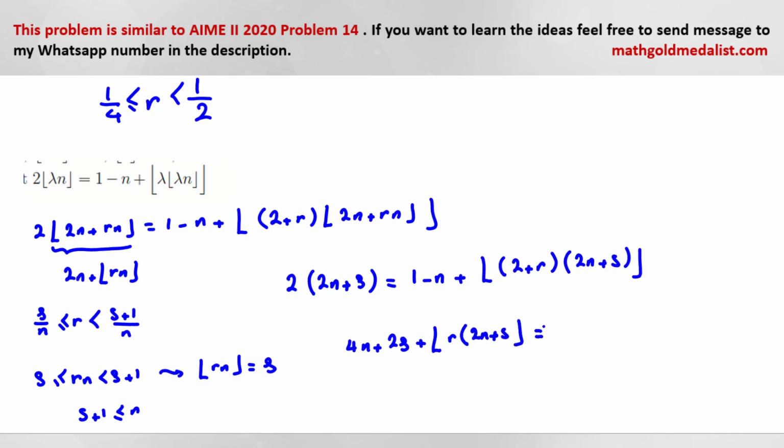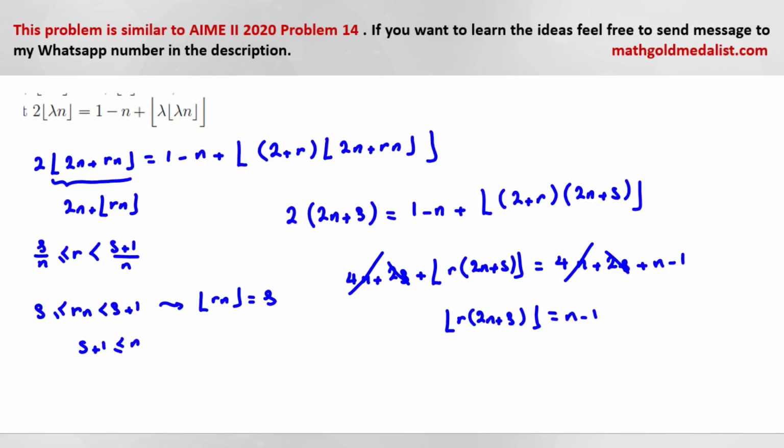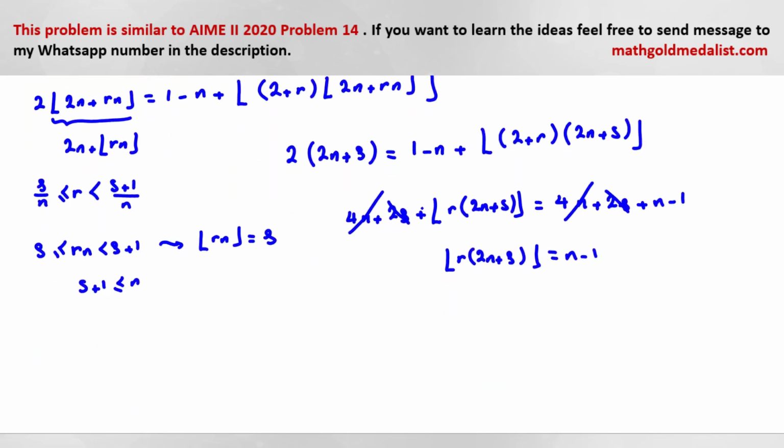Is equal to what? 4n plus 2s plus n minus 1. Agreed? The 4n will be cancelled, 2s will be cancelled. So we can conclude floor of r times 2n plus s is equal to n minus 1, right? And we know r is from s over n to this one. So now let's consider this part. What can we say here?